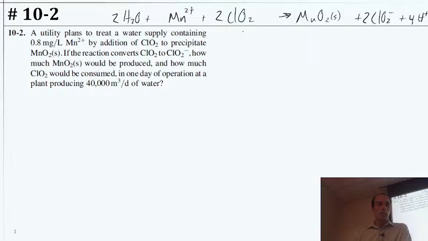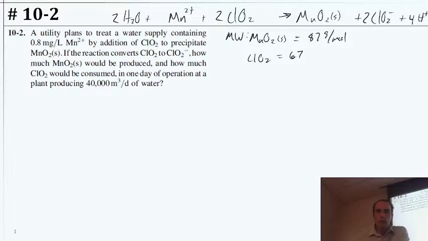And then we may also need some molecular weights to be calculated. So we can take a look at manganese oxide solids. The molecular weight for that should be 87 grams per mole. For chlorine dioxide, this is 67.5 grams per mole. And manganese is 55 grams per mole.